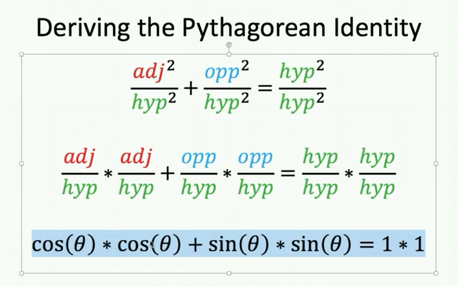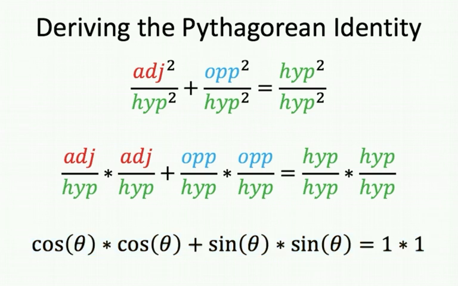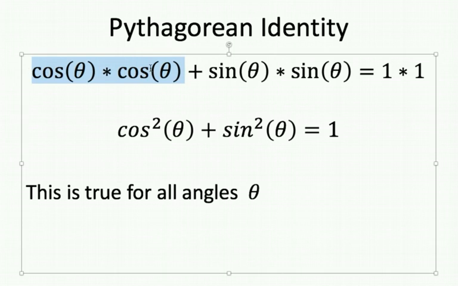And just to clean this up, if you have cosine times cosine, that's cosine squared. Sine of theta times sine of theta is sine of theta squared, and obviously 1 times 1 is 1. So here you go. This is our first Pythagorean identity. This is true for all angles of theta, of any number, 55, 130, anything, any number.